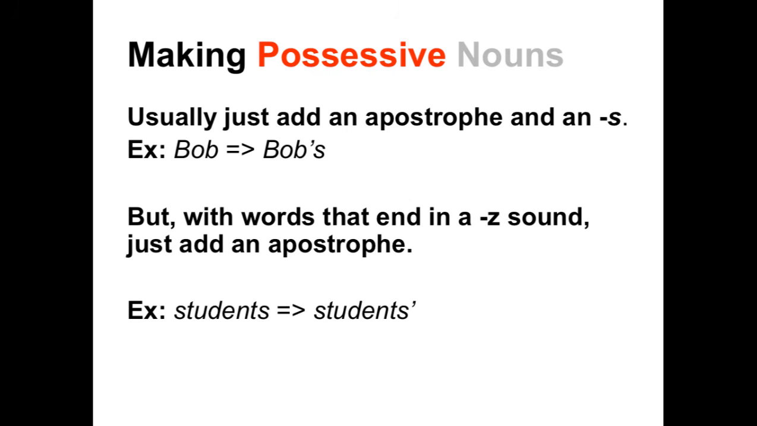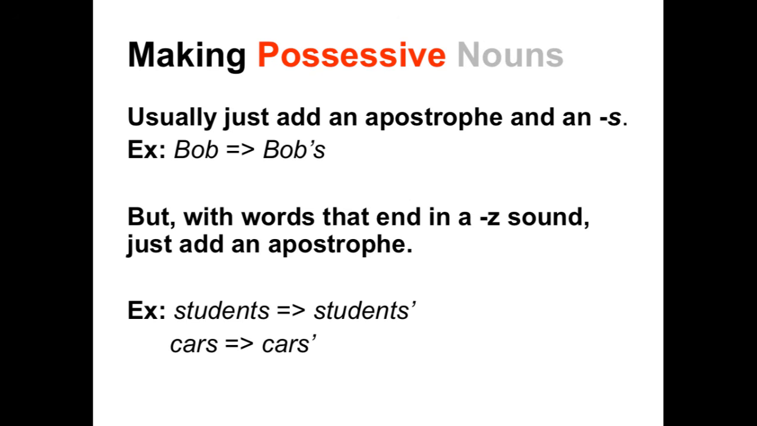So for example, students. When the students possess something, we don't add another apostrophe S, we just add the apostrophe. And the reason for this is because if you added another S to the word, it would sound silly. We would say students is, and it would just be too many S's. So when it starts to sound a little excessive on the S sounds, maybe you should just use the apostrophe and check to see if the word is ending in a Z, like the word cars.